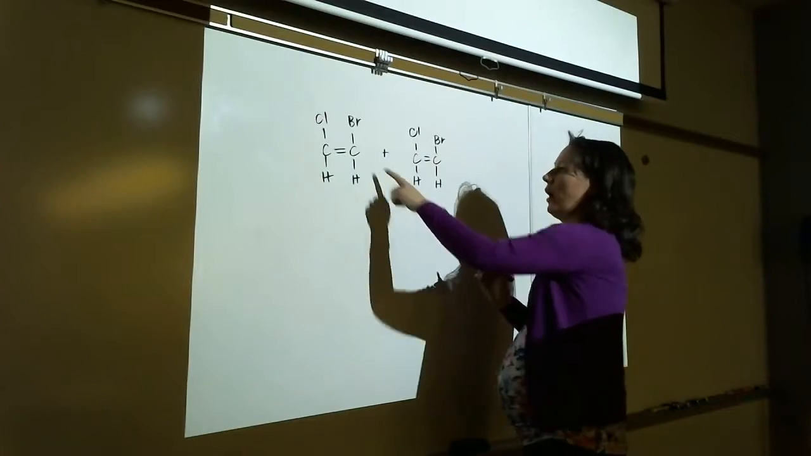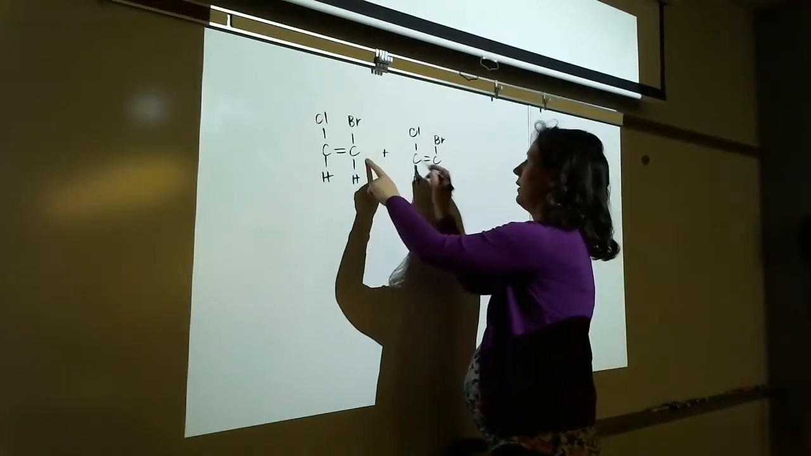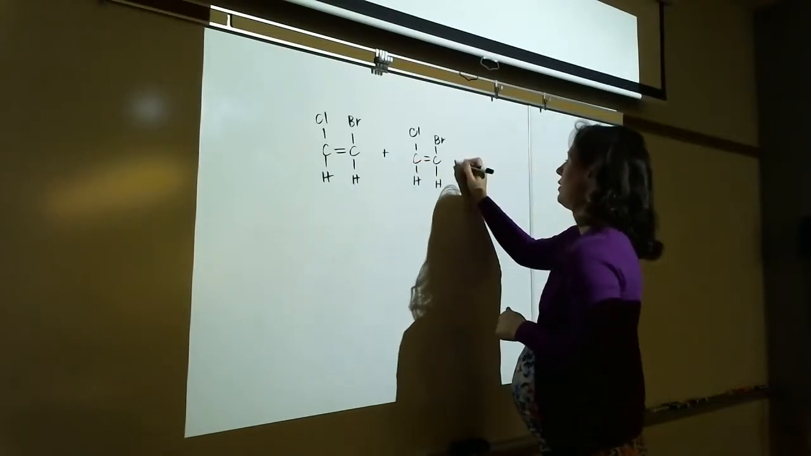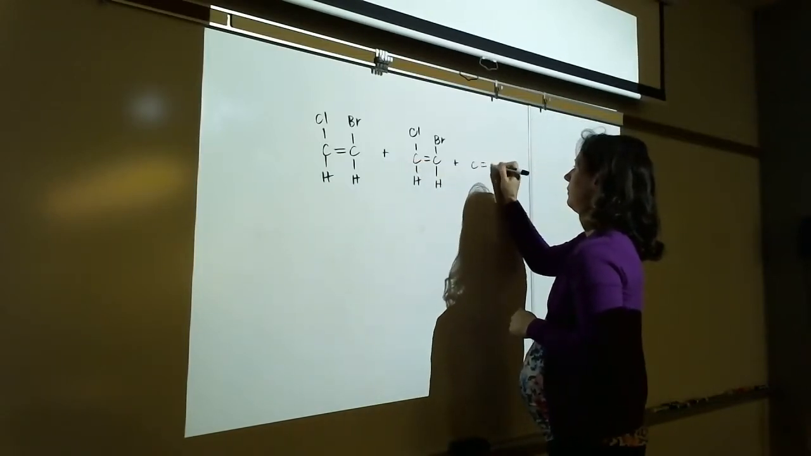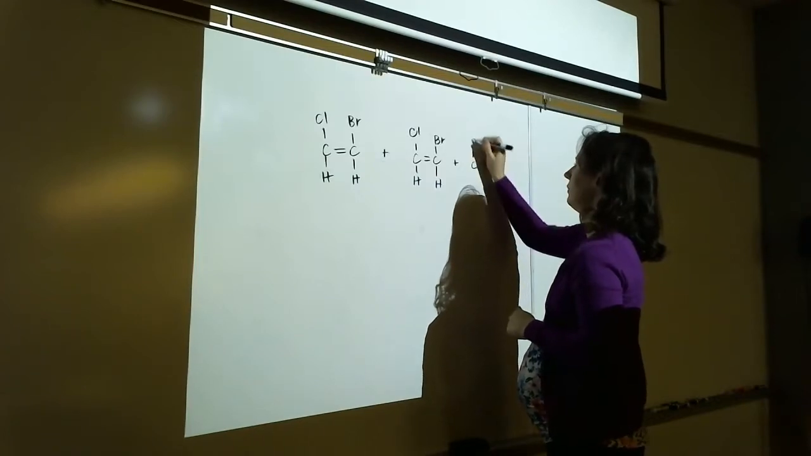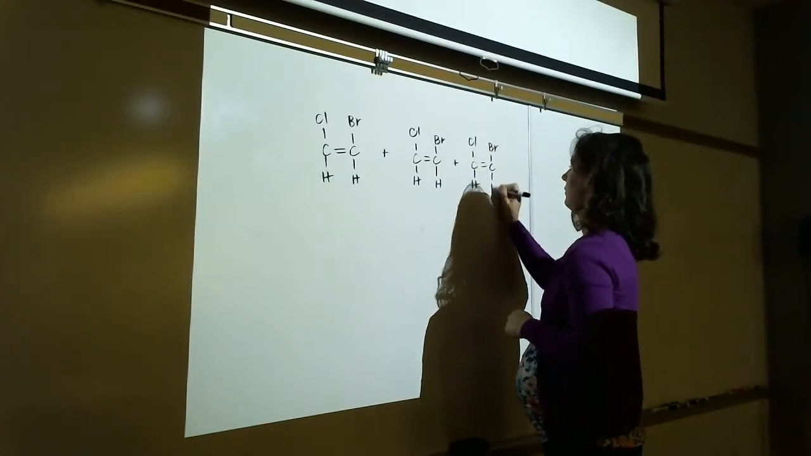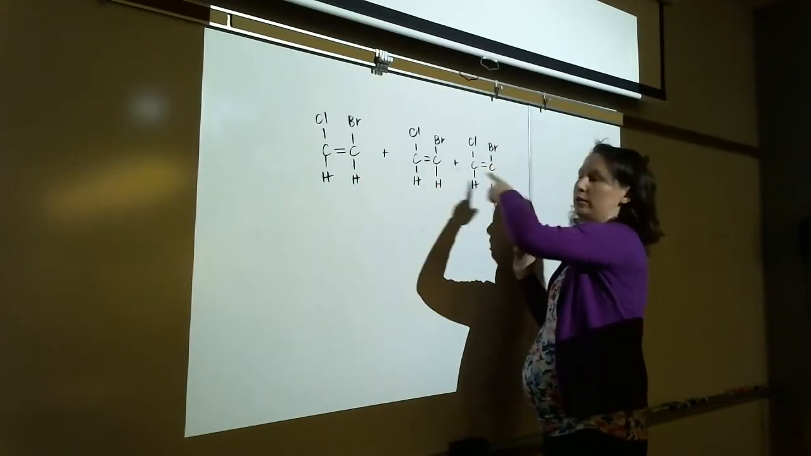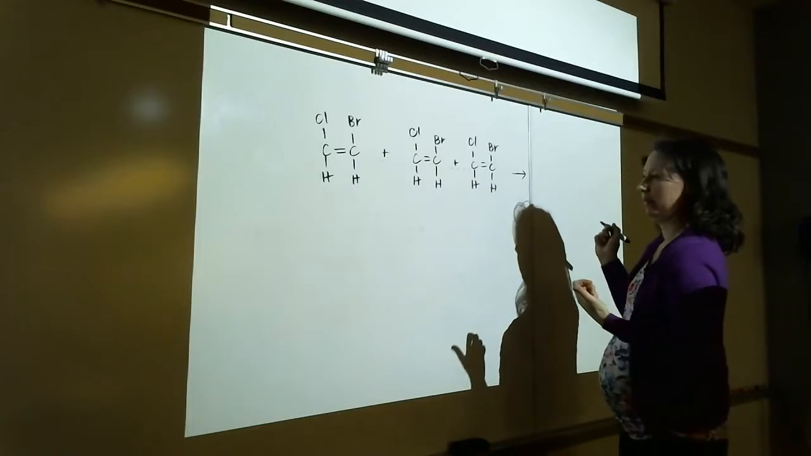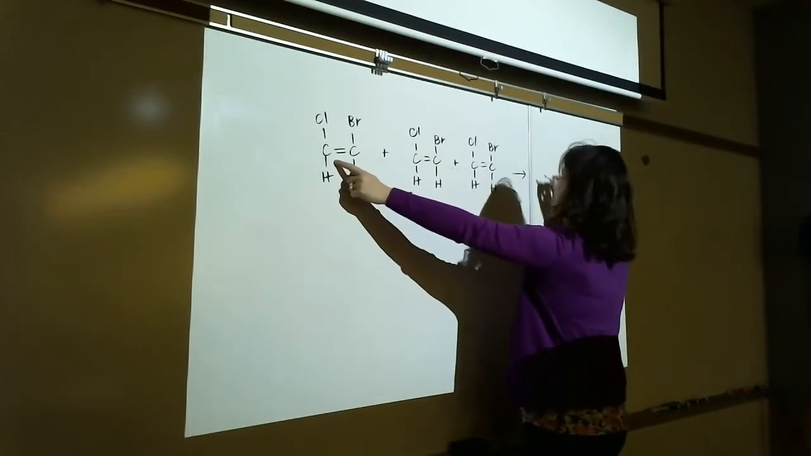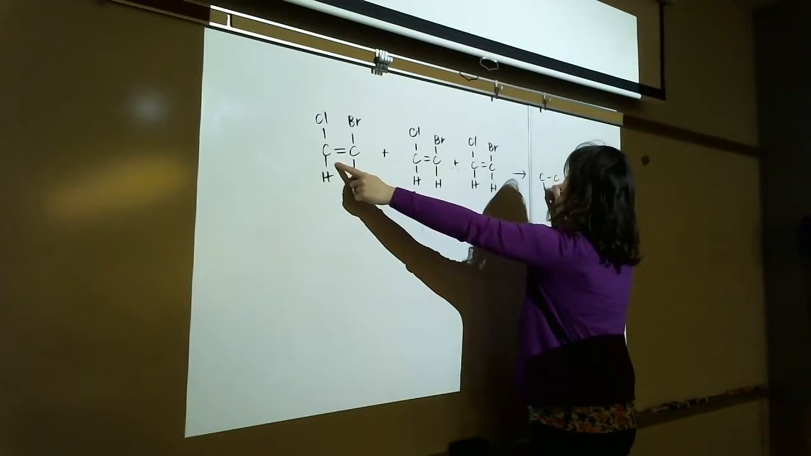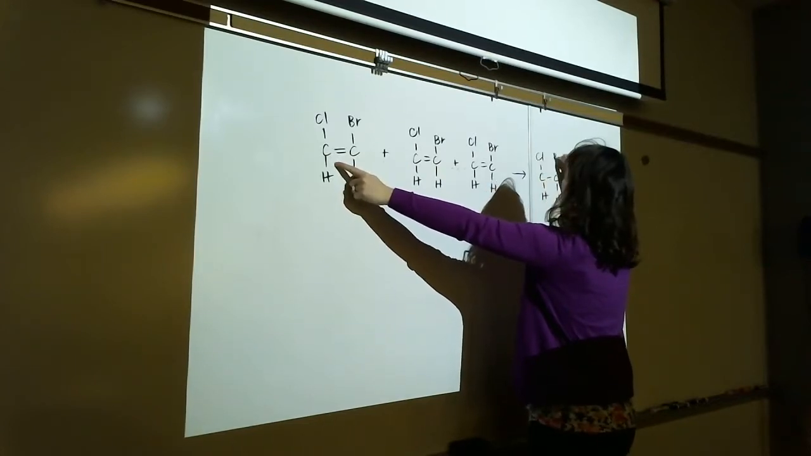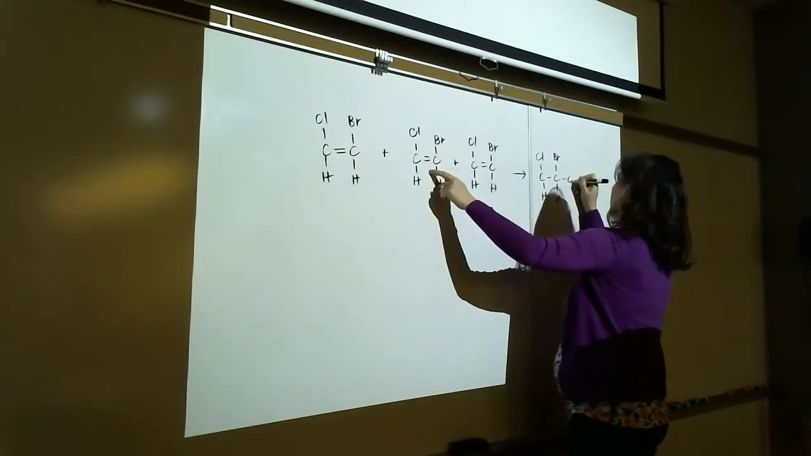Okay, so a bond is going to form between here and here. All right, and then if this reacted with a third one, a bond's going to form here. Now, what's going to happen to these double bonds? They're all going to go bye-bye, right? So you have C, single bond C, hydrogen, hydrogen, Cl, Br, right?